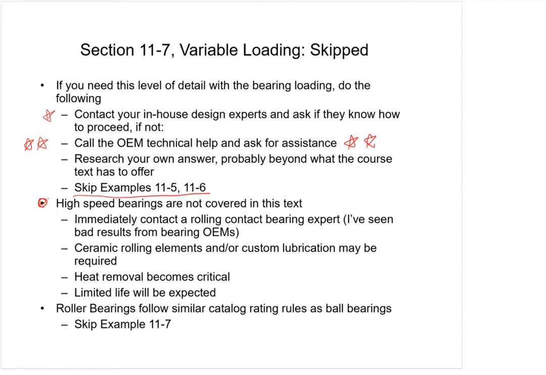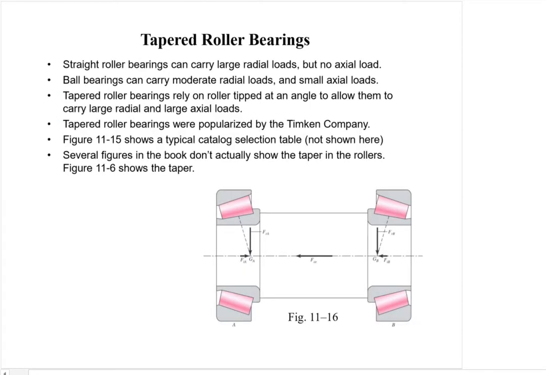At this point, heat removal becomes critical, and you can definitely expect a very limited life out of really high-speed rolling element bearings. And again, roller bearings follow similar catalog rating rules as ball bearings, so we're going to skip example 11.7. A couple slides coming up here.